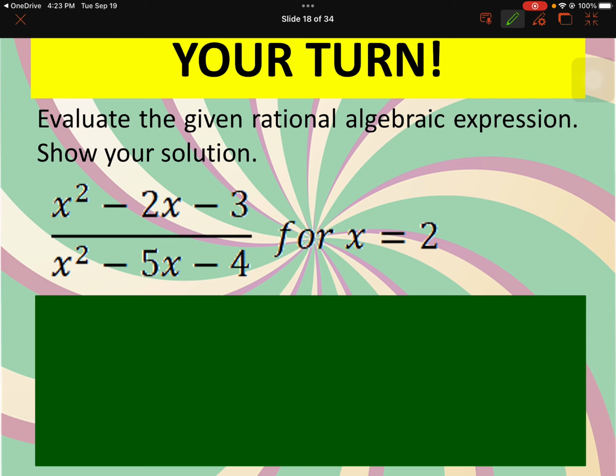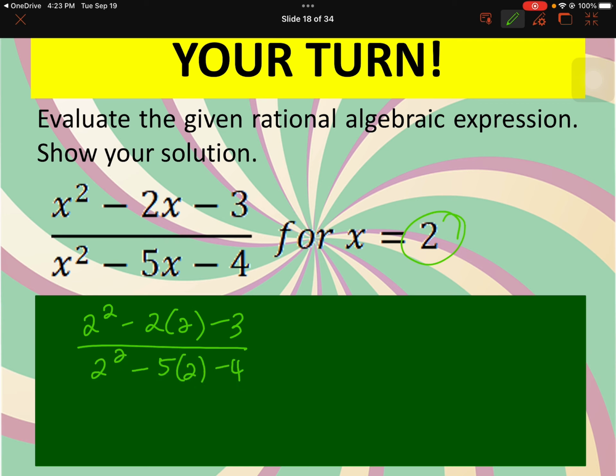Alright. So, we're going to substitute lahat ng x with 2. So, that's going to be 2 squared minus 2 times 2 minus 3 over 2 squared minus 5 times 2 minus 4. So, let us evaluate. This is going to be 4 minus 4 minus 3. This one is going to be 4 minus 10 minus 4.